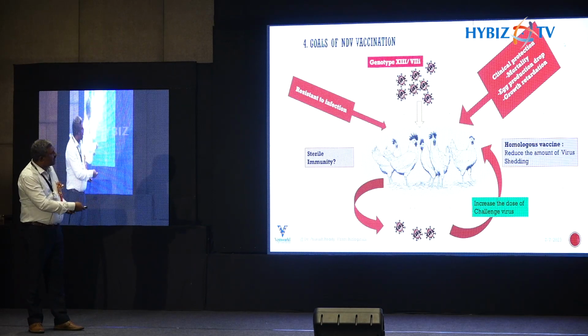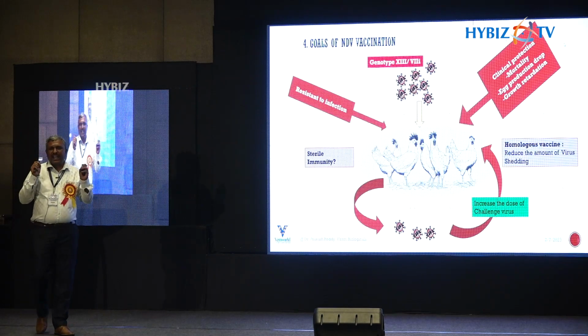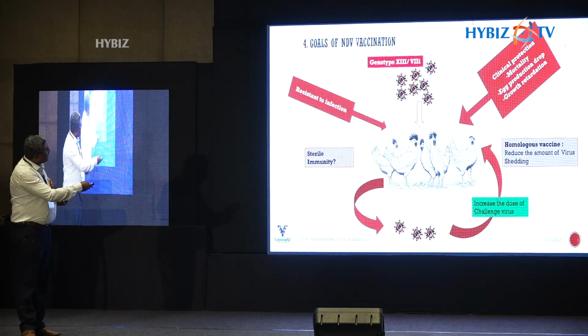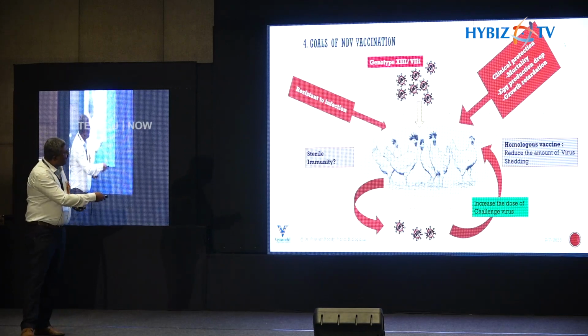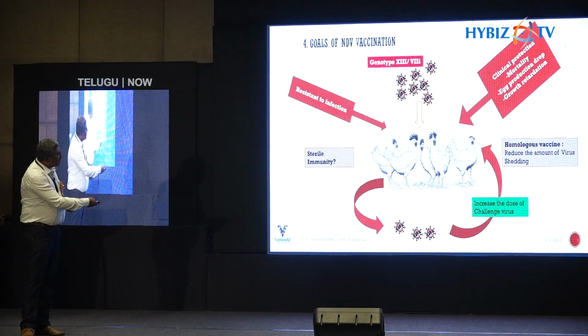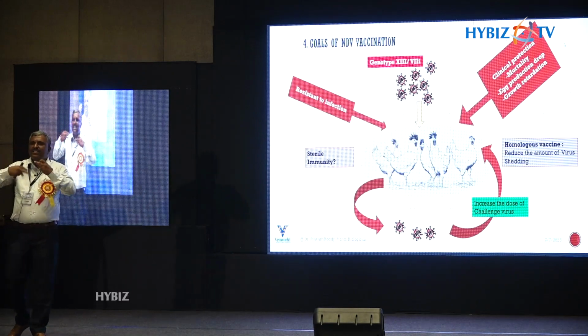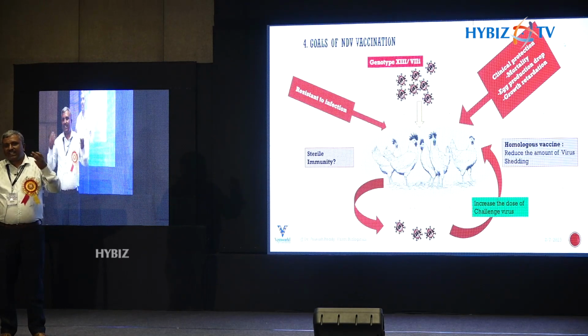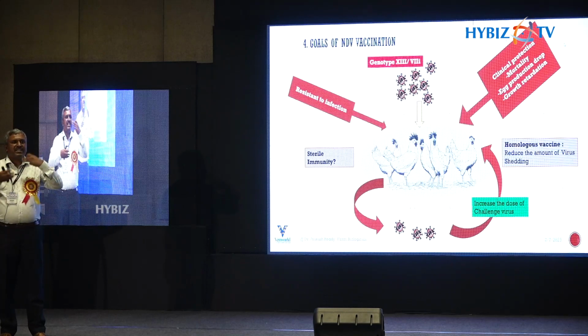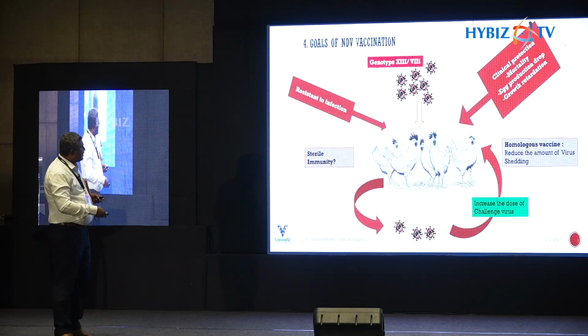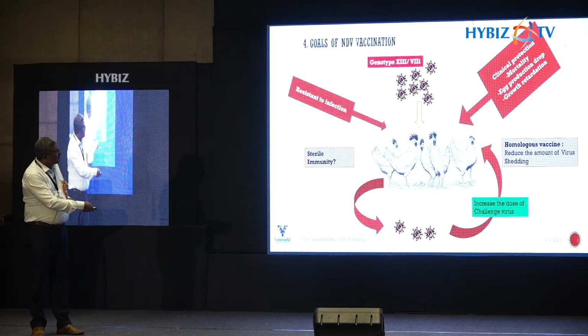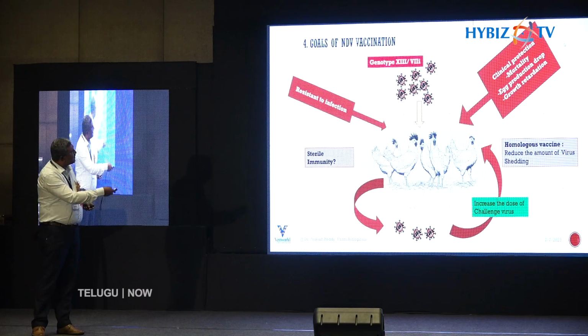Coming to the goals of ND vaccination: if a flock is vaccinated properly with whatever vaccines are available, live and killed, then whenever there is an infection with genotype 13 or 7i, it will protect against clinical signs and mortality. This is how the licensing has happened. But none of the vaccines will promise you protection against shedding. Whenever there is a challenge, fecal shedding can happen. With continuous fecal shedding there is continuous infection, and some time or other it will lead to infections. To minimize this, we should definitely think of a homologous vaccine.